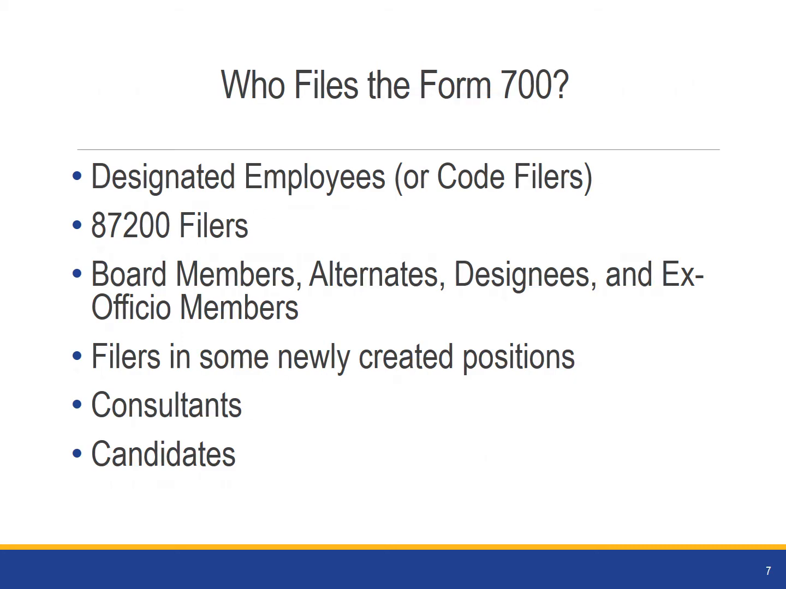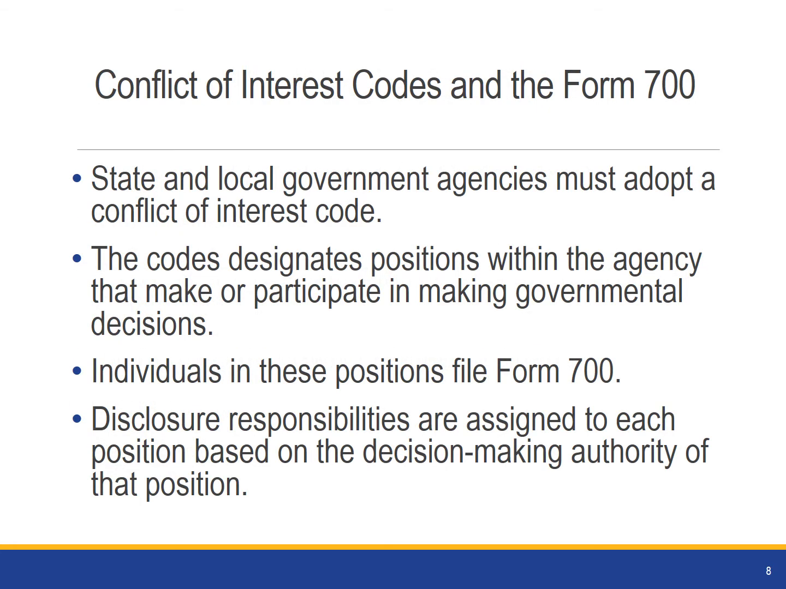So what is a Conflict of Interest Code exactly? The code is a document that identifies positions within the agency that make or participate in making governmental decisions. It also assigns disclosure responsibilities to all those identified. All state and local government agencies must adopt a conflict of interest code.